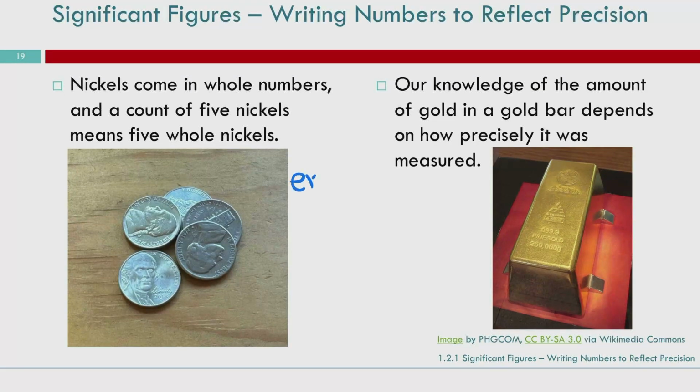So we have exactly 5 nickels. For other things, like a 150 kilogram bar of gold that's in a museum somewhere, in that bar of gold, it's probably not exactly all gold, right? There's some other stuff that's made its way in there.